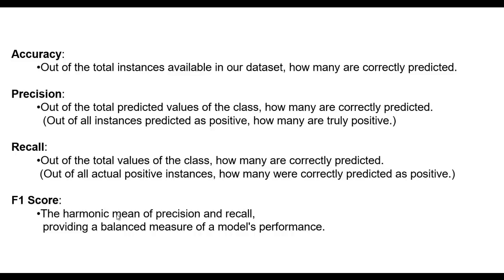If we consider this, then the recall will be: out of all actual positive instances, how many were correctly predicted as positive. Now F1 score, which is the harmonic mean of precision and recall, which provides a balanced measure of a model's performance. Again, F1 score is calculated class-wise, per class. Hope all of you are clear with accuracy, precision, recall and F1 score.